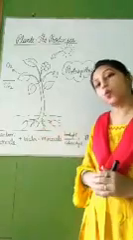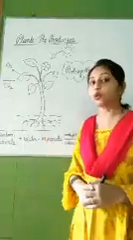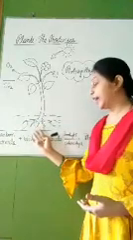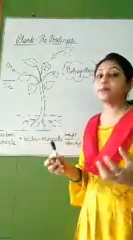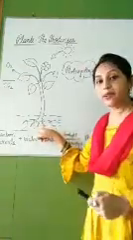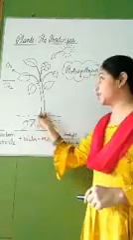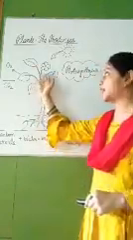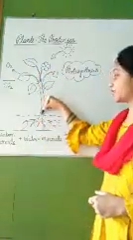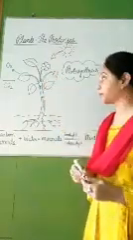Now let us see what happens in this process. In the process of photosynthesis, the roots of the plants absorb water and minerals from the soil. These water and minerals reach the leaves and other parts of the plant. See, these water and minerals reach the leaves through the stem and the branches.